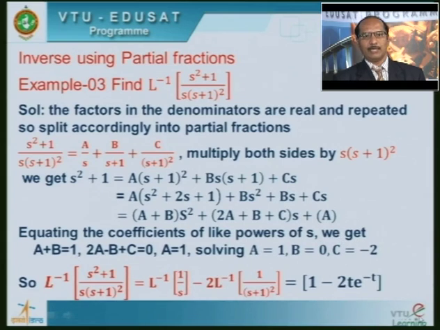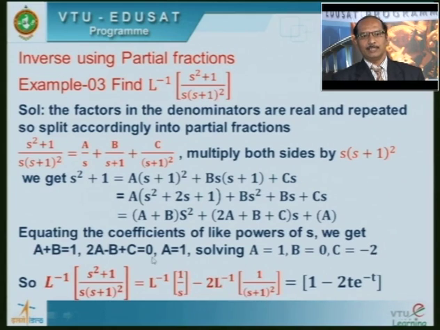Now, substituting back in the partial fractions. The a value is 1, so it is L inverse of 1 divided by s. The b value is 0, so you neglect the second term. Coming to the c value, minus 2, it is taken constant outside. So, what remains is 1 divided by s plus 1 whole square.